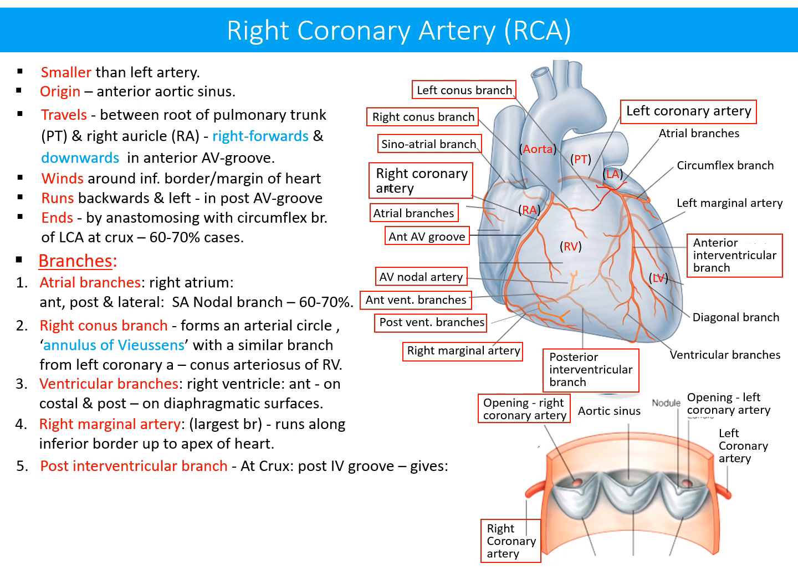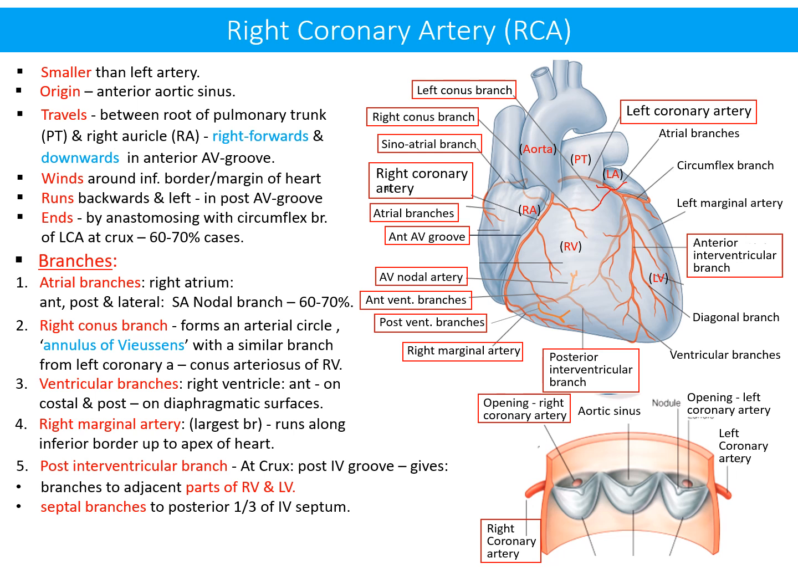Fifth is the posterior interventricular branch, which is actually the continuation of the right coronary artery at the crux. It travels in the posterior interventricular groove and gives branches to adjacent parts of the right and left ventricle.